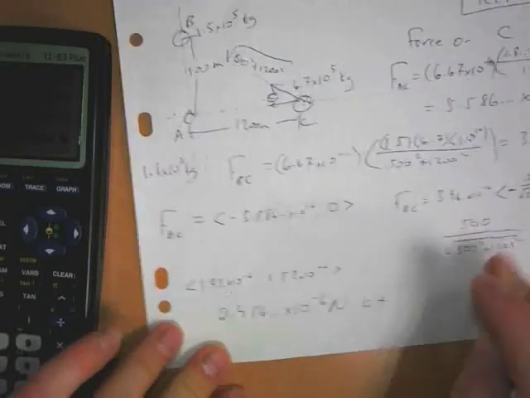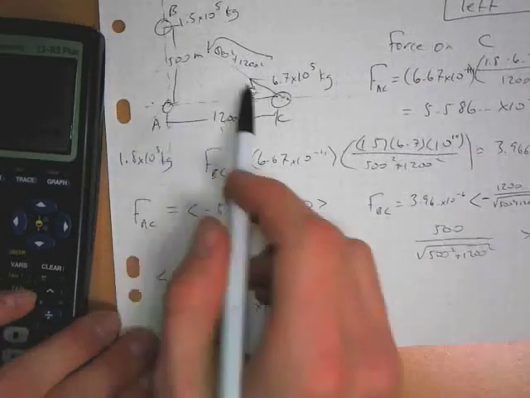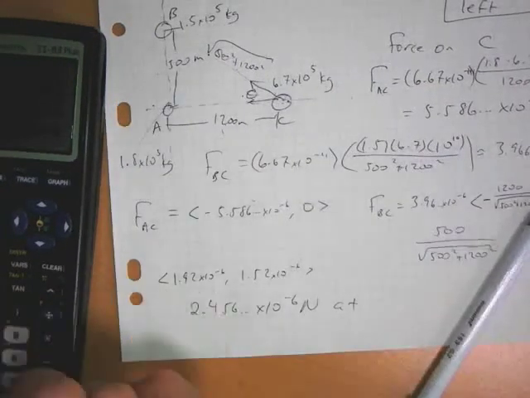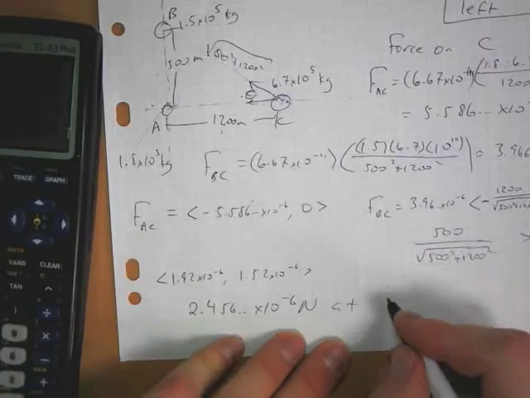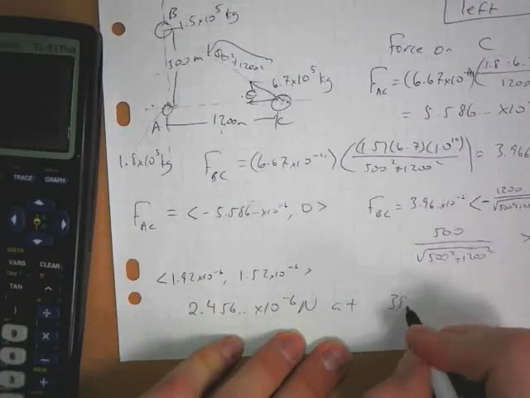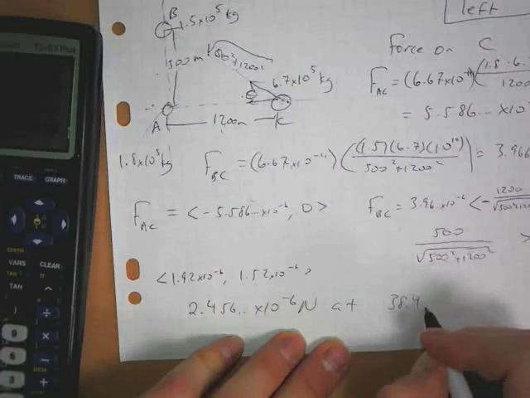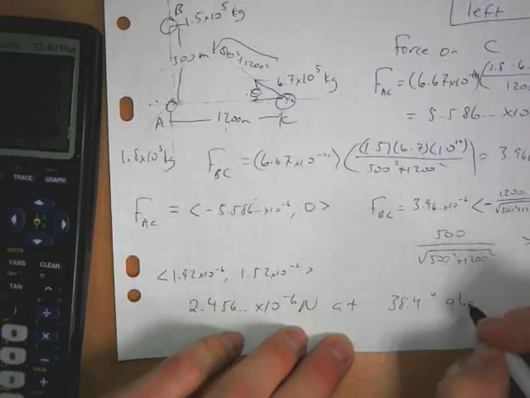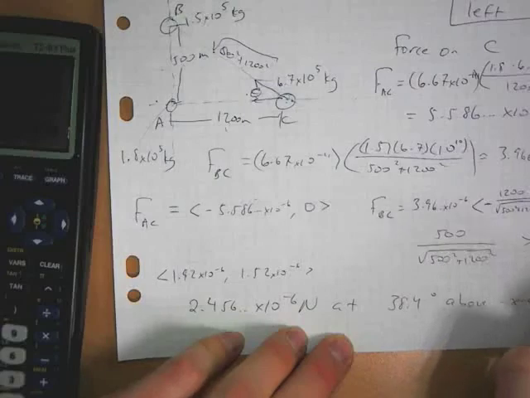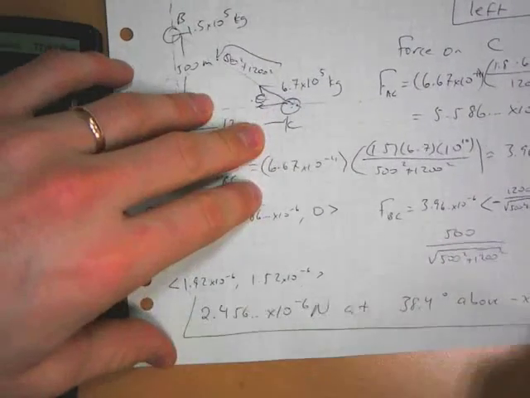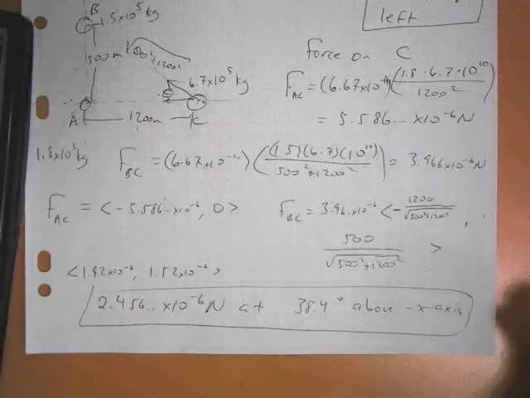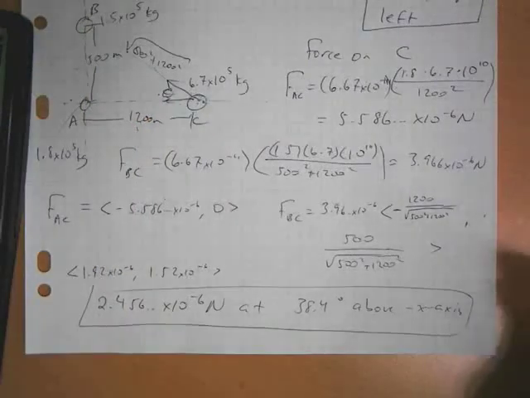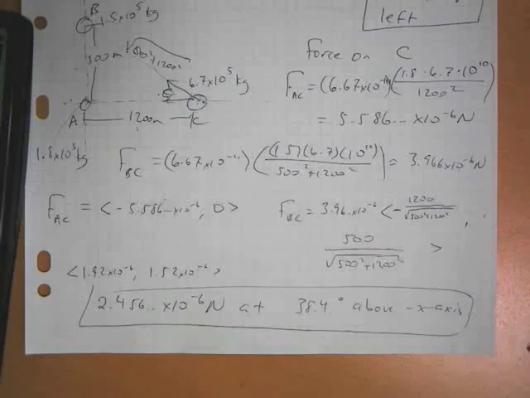And if we call this the x-axis, this the y, then that force is at 38.4 degrees above the minus x-axis. So you may have to do some of this vector stuff. And the big reason I do that is because we're going to do a lot more with that when we get into doing electricity and magnetism.